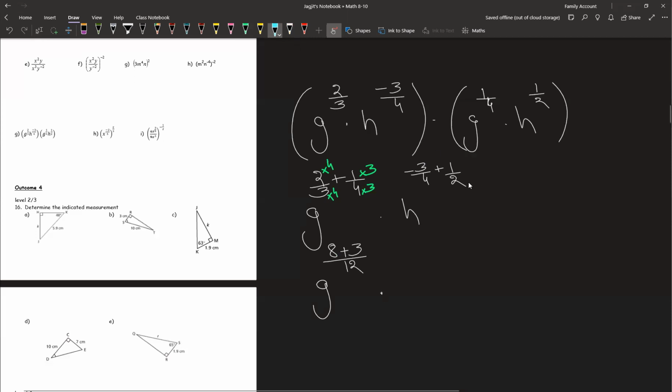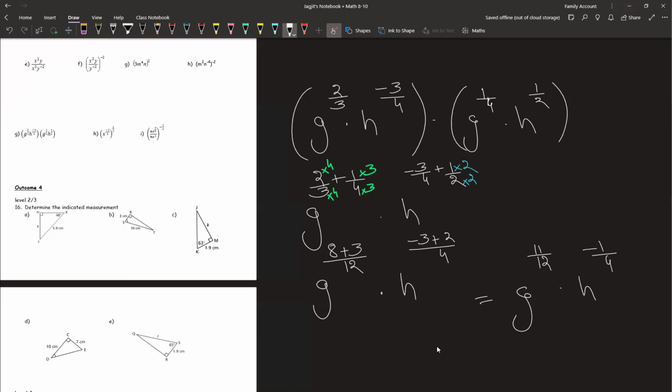For h also, we got to get the common denominator. So got to times this by 2 and this by 2. So we get h to the power minus 3 plus 2 all over 4. So that gives me g to the power 11 over 12 times h to the power minus 1 over 4. So I'll move the h term to the bottom. So it'll be g to the power 11 over 12 over h to the power 1 over 4.